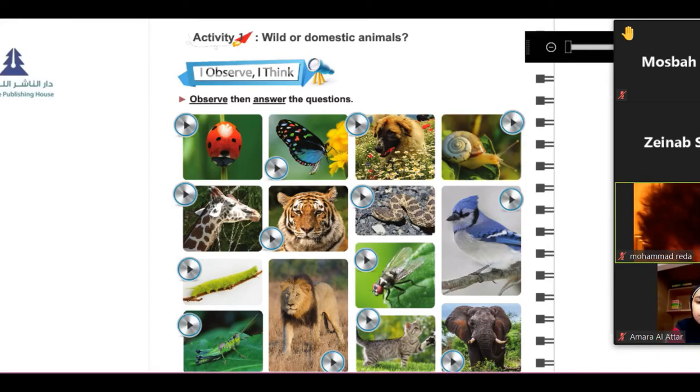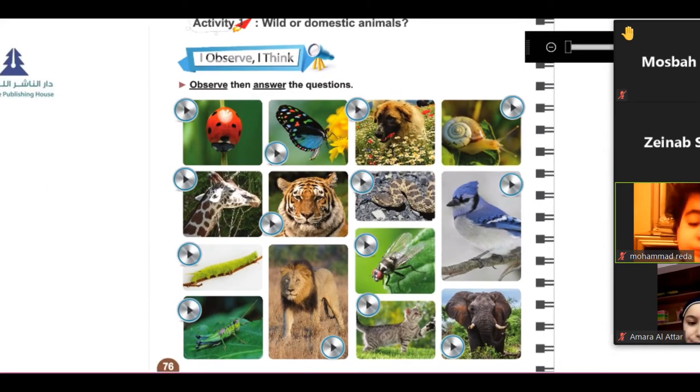So, as shown in the video, the butterfly is a wild animal. It can survive alone. It doesn't need a human to survive. And it sucks the nectar of the flowers. Let's now move to another one, which is the cat. Look at the cat. How does it behave?